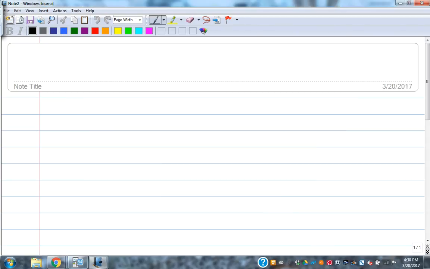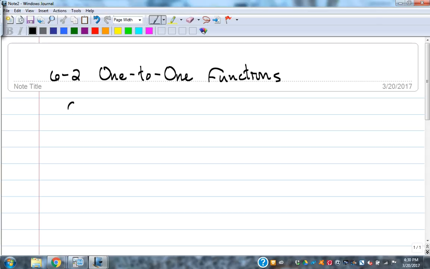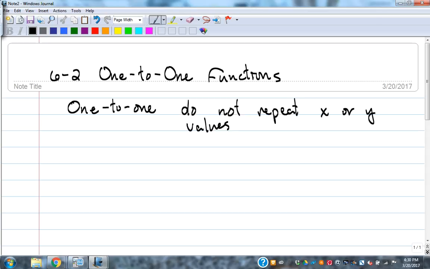Let's get into section 6.2 and talk about one-to-one functions. One-to-one functions do not repeat x or y values. To be a function, you can't repeat x values. To be a one-to-one function, you can't repeat y values either.